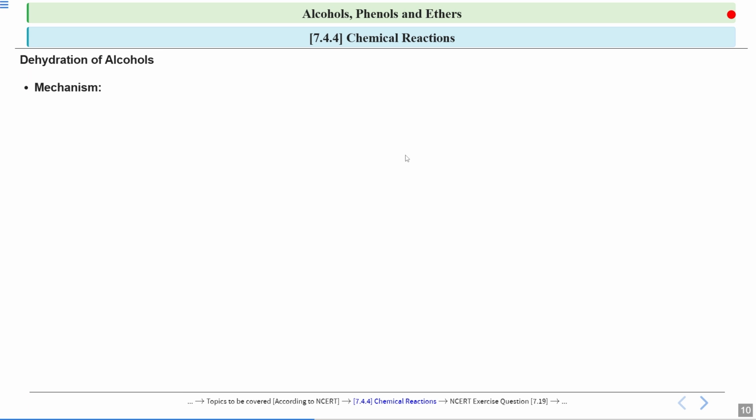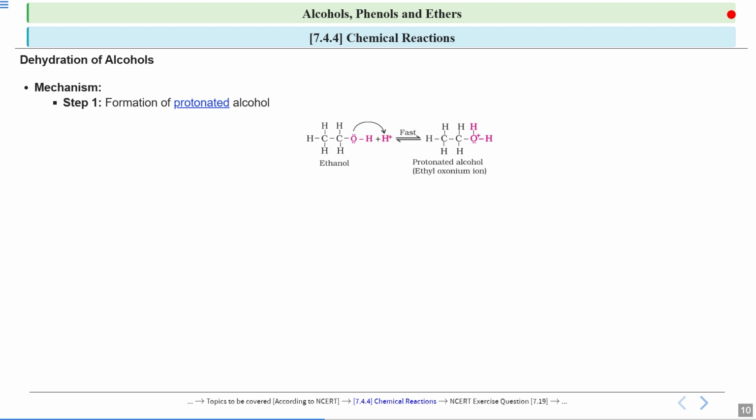So now we will see the mechanism, how this is taking place. Step 1 is the formation of protonated alcohol. First we will form the protonated alcohol. See here, you have an OH group here. First, what will happen? I will protonate this alcohol.